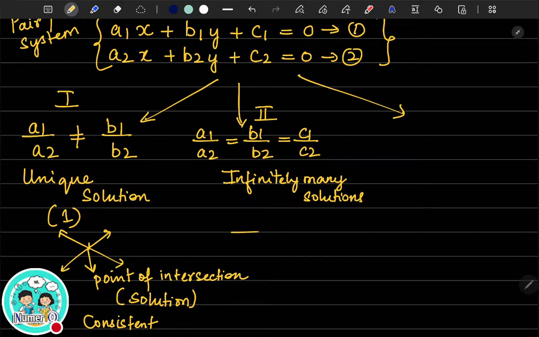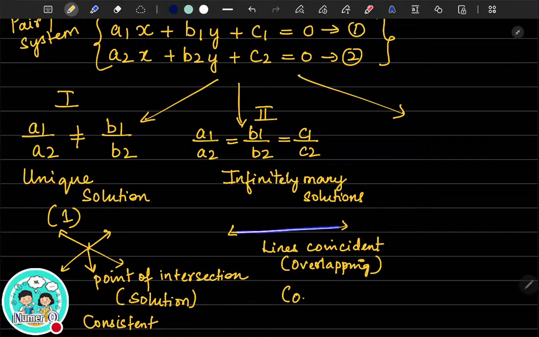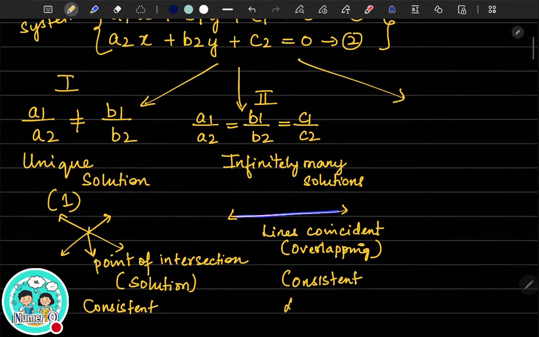When you plot it graphically, the lines will coincide over each other. The lines will coincide, or you can call it coincident lines, or overlapping lines. Here also the system is consistent because it will have many solutions, and you can also say that each equation is dependent on each other.